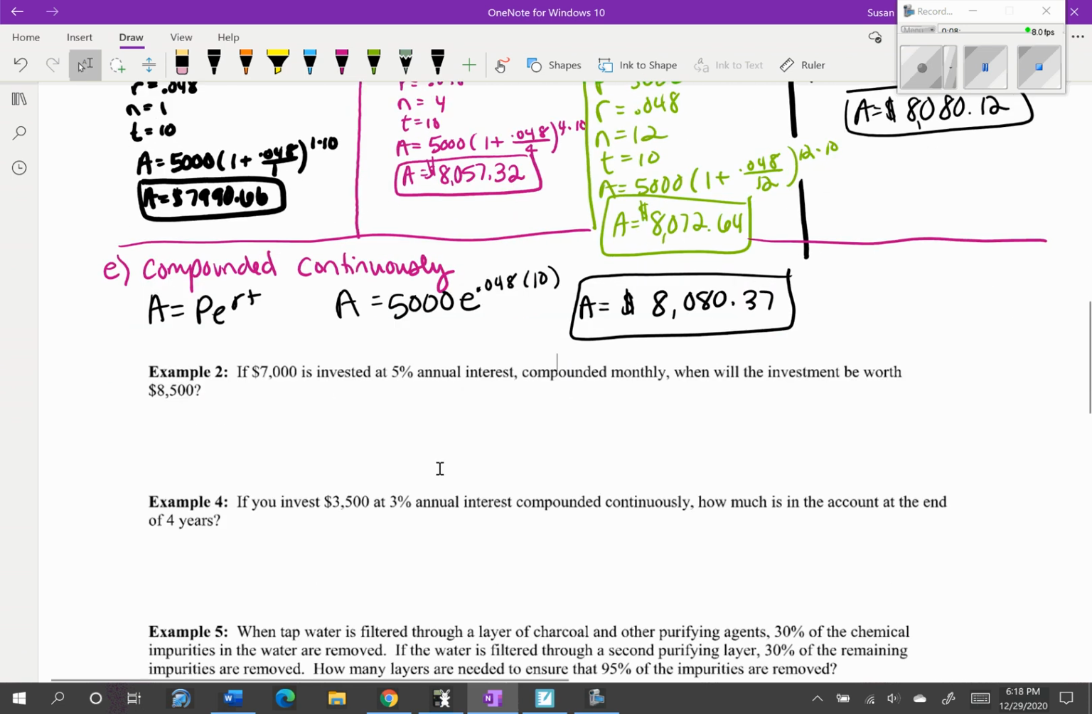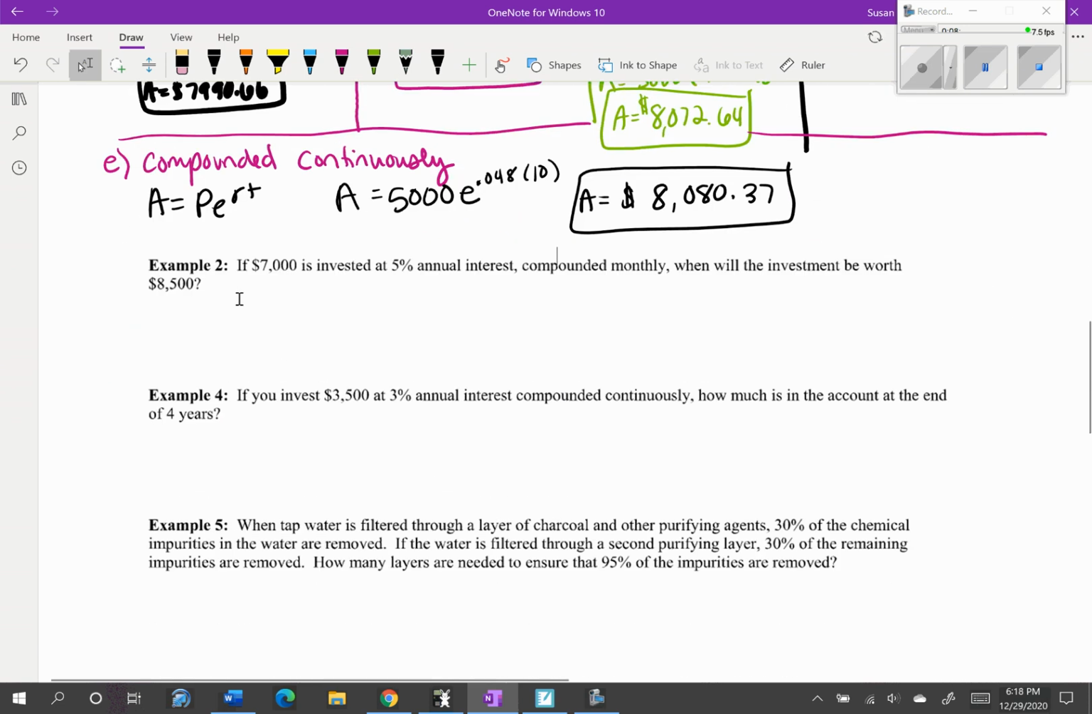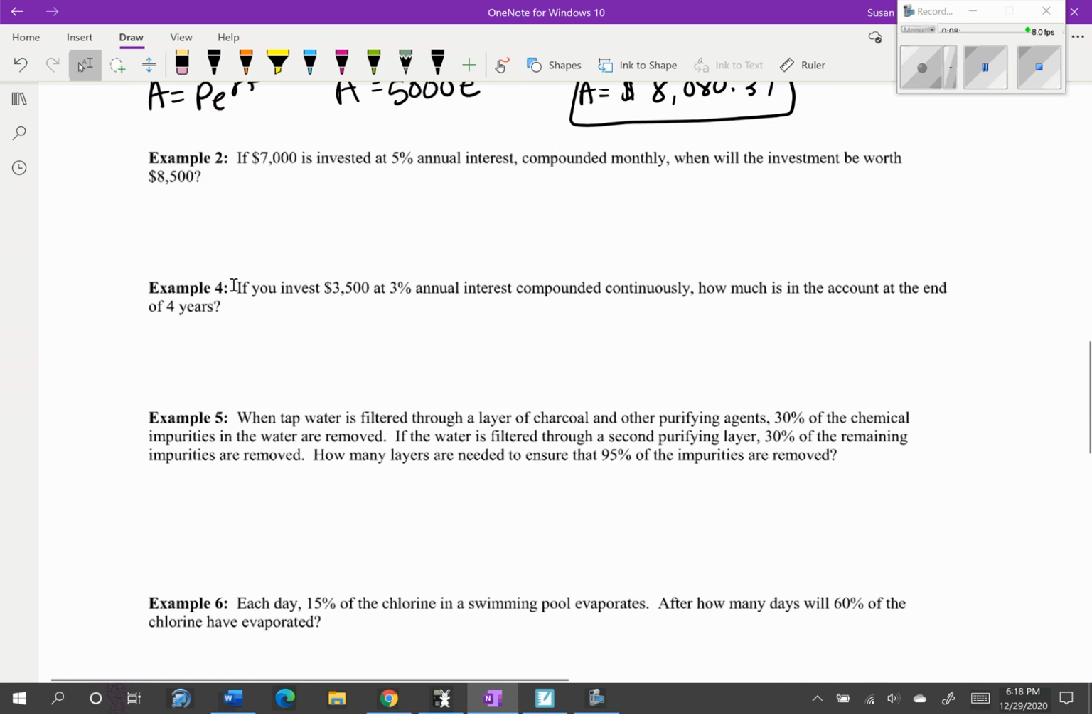So let's go ahead and look at example 2. It says if $7,000 is invested at 5% annual interest compounded monthly, when will the investment be worth $8,500? So go ahead and pause the video and see if you can do this one on your own. When you're done, unpause and we'll take a look at it.